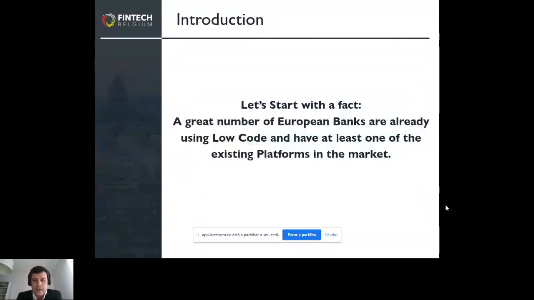Okay, I would like to start with the fact that a great number of European banks are already using low code. And they are using one of those platforms that Cris showed in this presentation. Here in Portugal, we have a major platform which is Portuguese, and it's OutSystems. Every single bank in Portugal right now has at least one local project running. So it's a big deal here in Portugal, and all banks are taking it very seriously because it gives them much productivity and time to market that they need with all the laws and all the regulations. They need to have something like this.